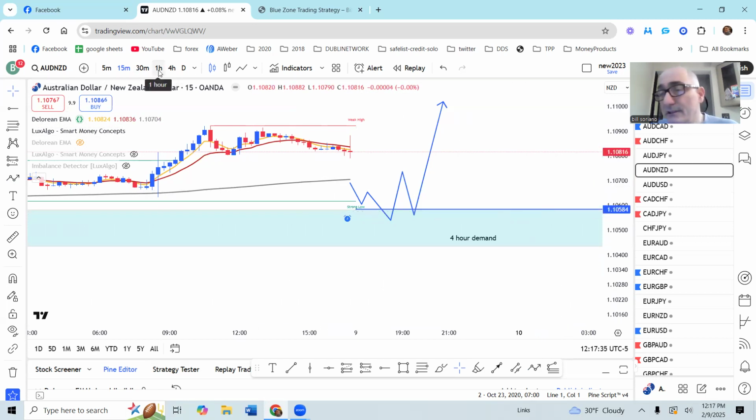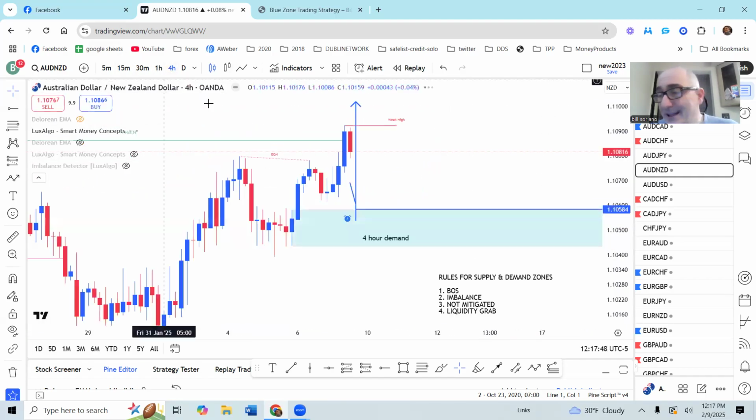Now, if we were unable to identify a good 4-hour demand zone and we needed to drop down to the 1 hour to identify our demand zone, then once that demand zone is hit, we would drop down to the 5-minute to do the confirmation. Okay, but since we're on 4 hour here, we would drop down to 15-minute. So that's what that looks like.